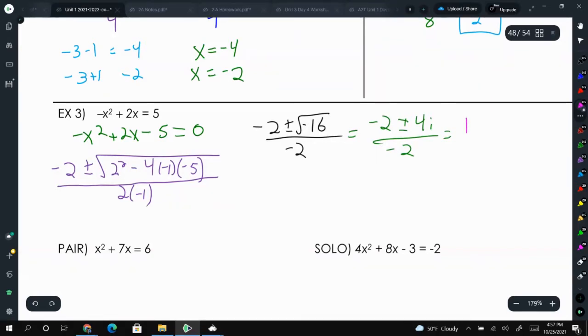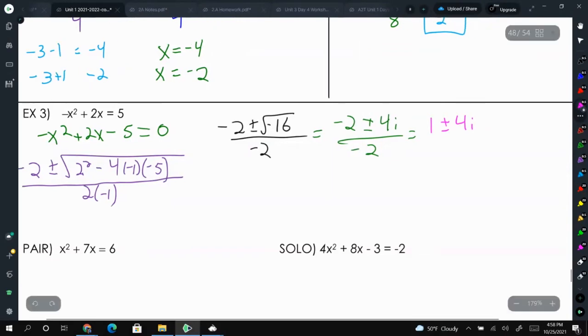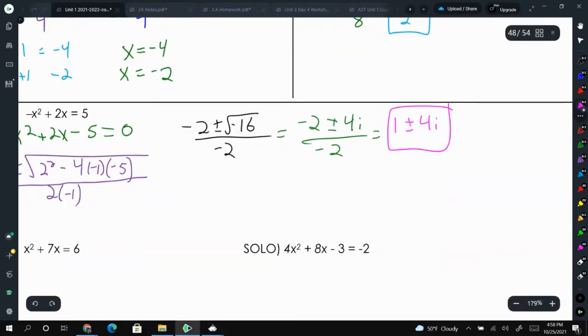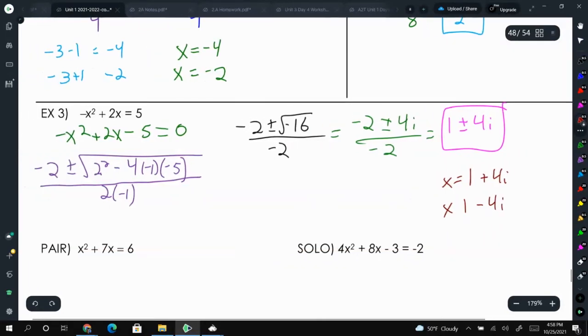So this is going to be 1 plus or minus. And because it's plus or minus, it really doesn't matter if we change that sign with the 4, because it's still going to be plus or minus. So 1 plus or minus 4i. And you can leave your answer like this. You don't have to separate it and say 1 plus 4i, and 1 minus 4i. You don't need to do that.